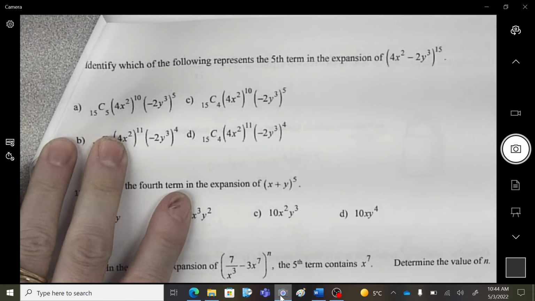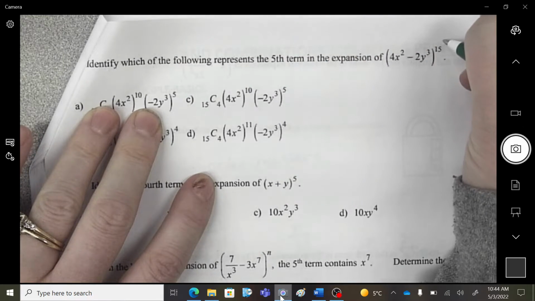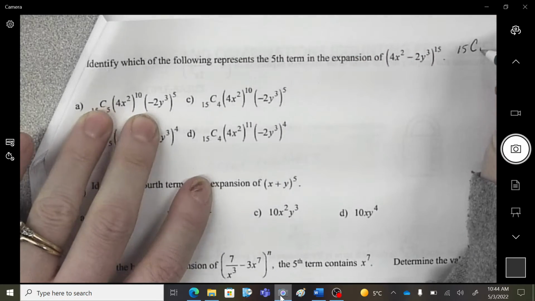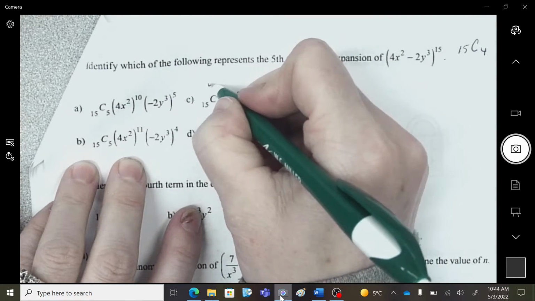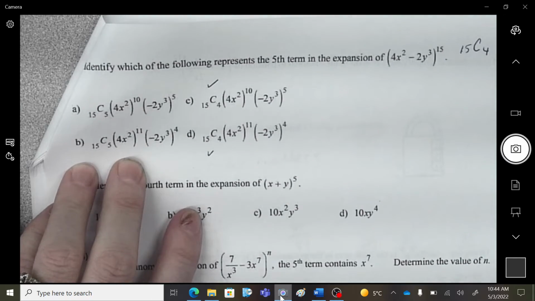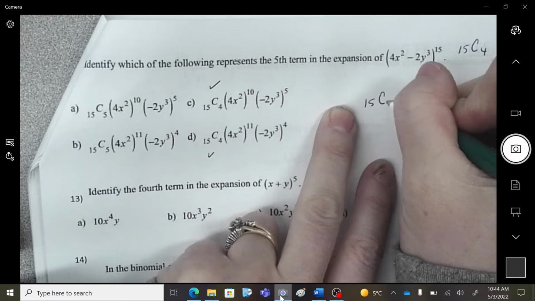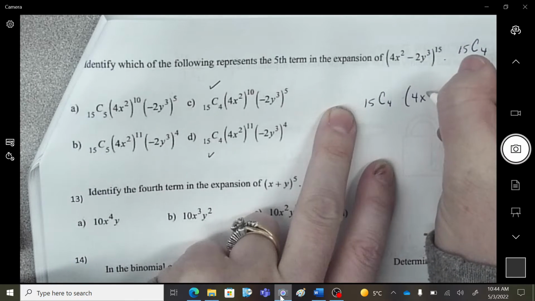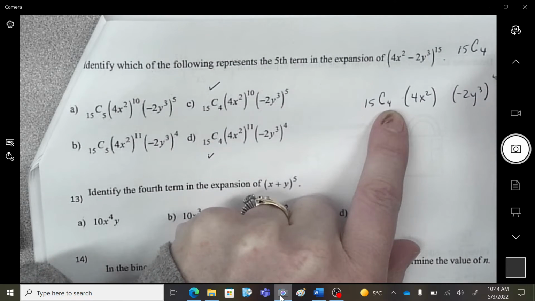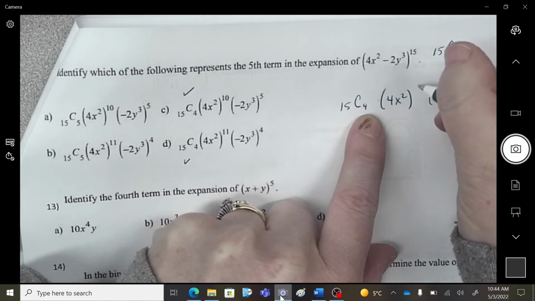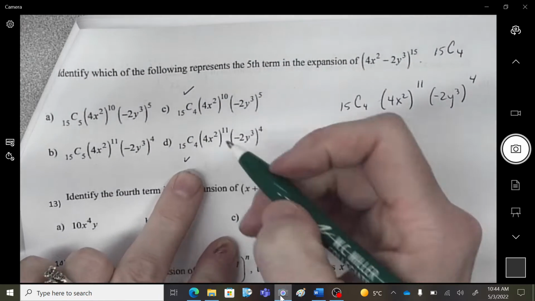Identify which of these represents the fifth term. So the fifth term, you better be doing a 15 choose 4. Okay, so it could be this one or this one. And the first unit, the second unit, this will always match on the outside exponent, and this will be the subtraction. So therefore, that should be D.